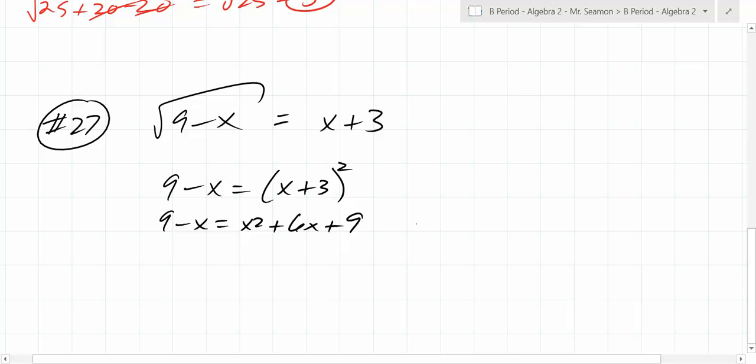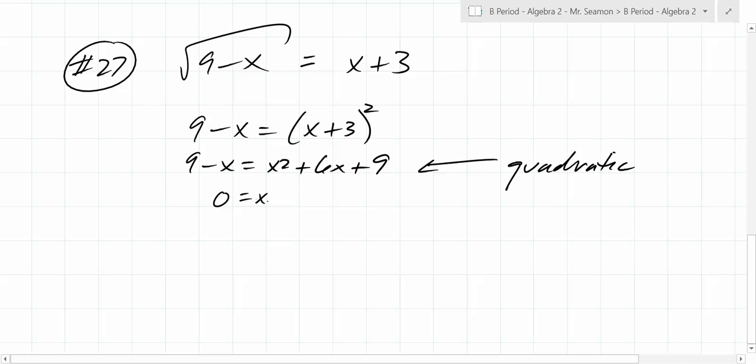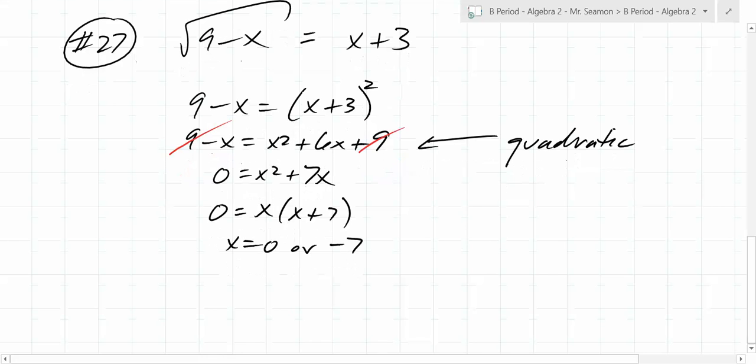Now, what kind of equation is this? It's a quadratic, so we want to set it equal to 0. So you end up with 0 is equal to x squared plus how many x's? 7x, but then what cancels on both sides? 9. What can you factor out of this? x times x plus 7, so there are 2 answers. x is 0 or negative 7.